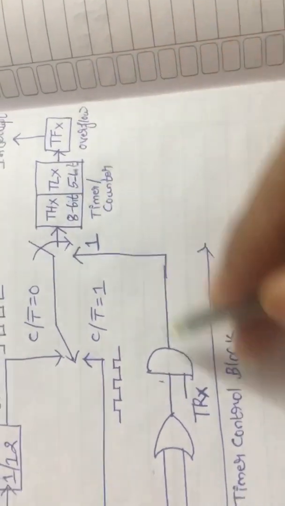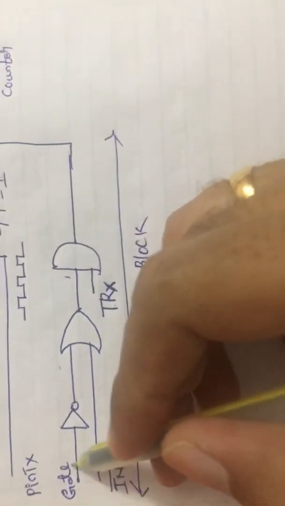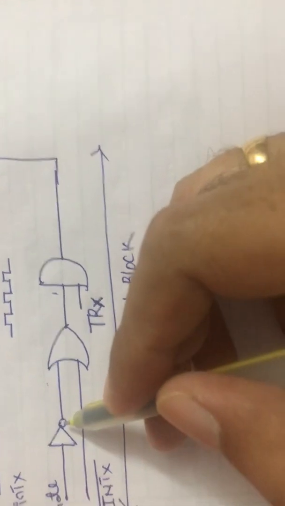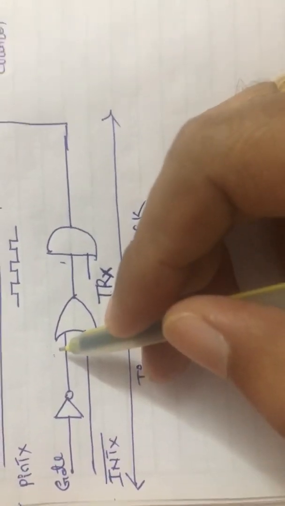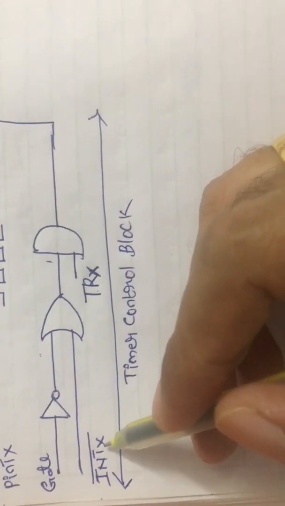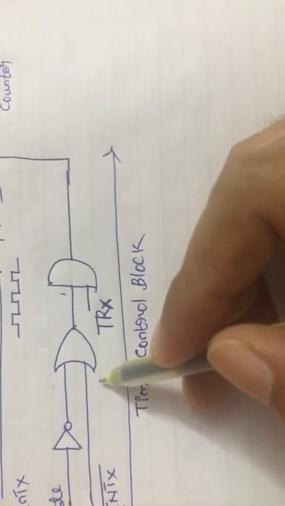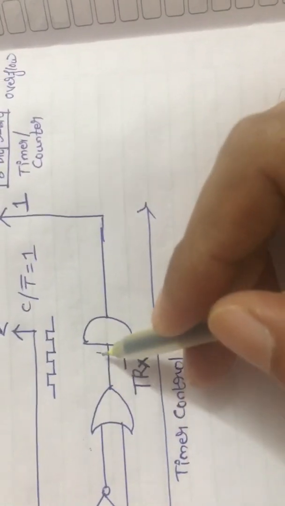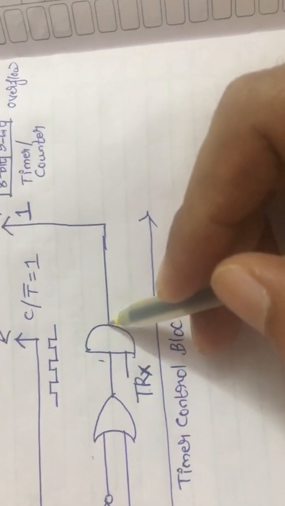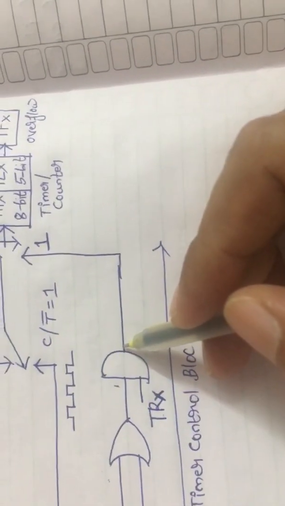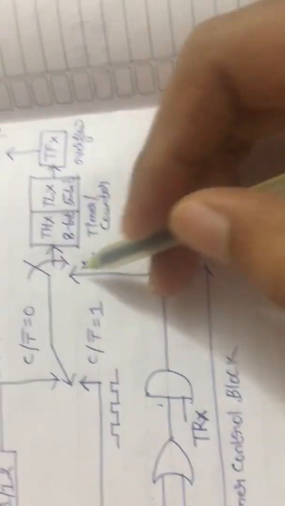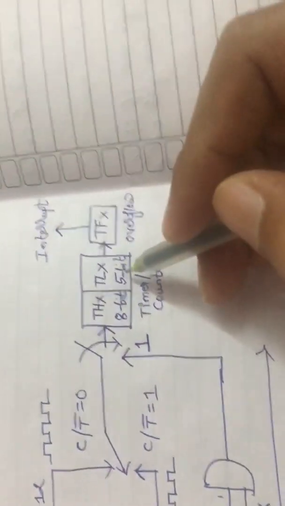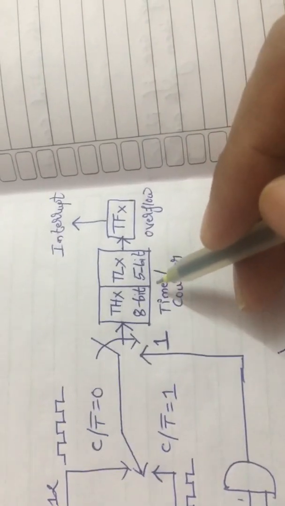The next case is when GATE is equal to 1. The output of the NOT gate will be equal to 0, and in that instance we compulsorily need INTX bar equal to 1. Then the output of the OR gate will be equal to 1. Then the output of this AND gate should be equal to 1. Only then will the output of this whole block be equal to 1. Then the switch will be closed and the timer/counter will be started.